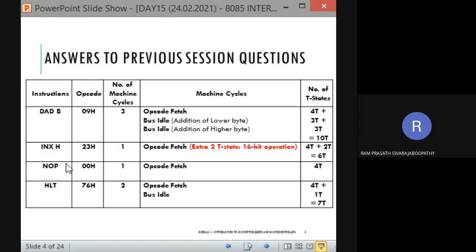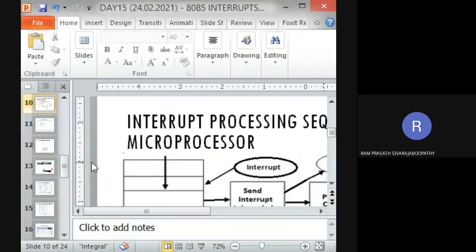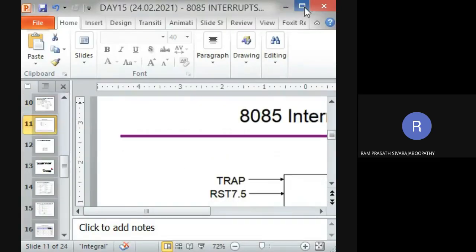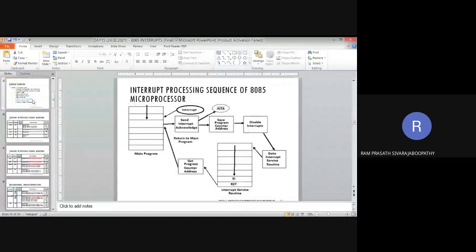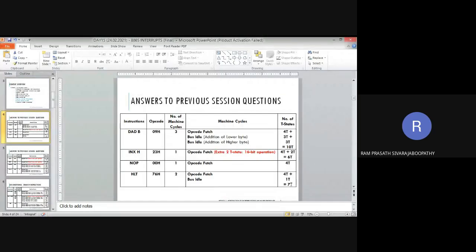Then the NOP instruction is a 1 byte instruction. It has an opcode fetch machine cycle, so the number of T states is 4. In the case of HLT, I think it was wrongly typed here as 7 T, sorry, so it is 5 T only.